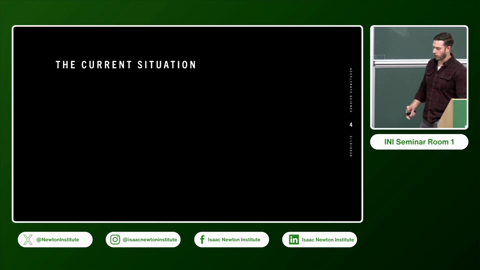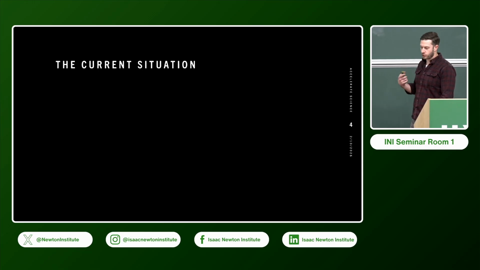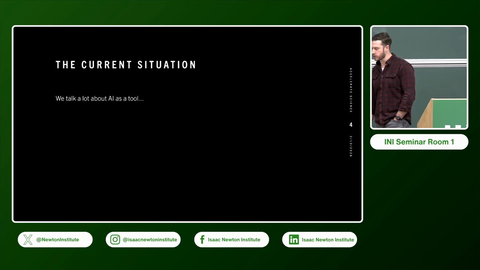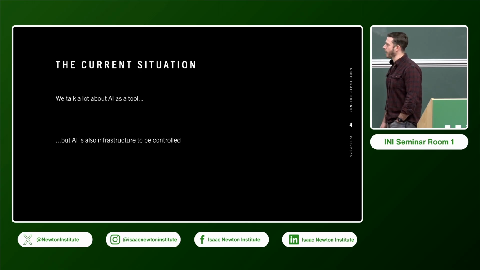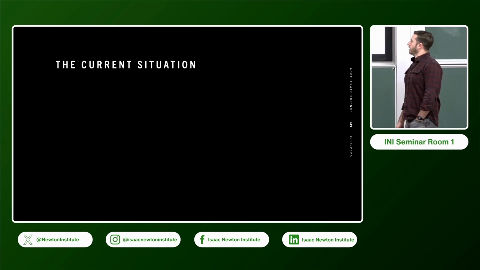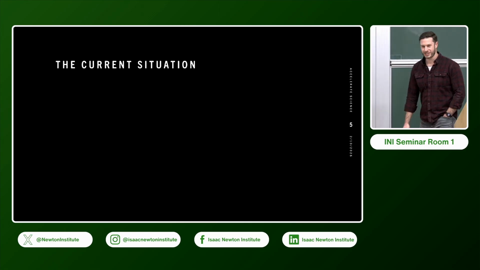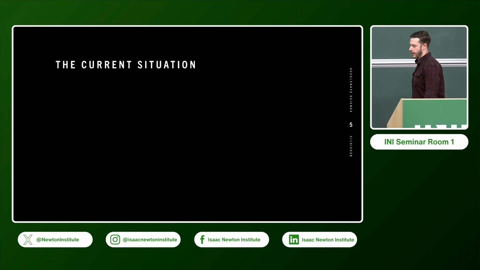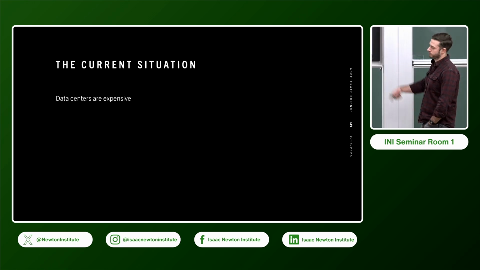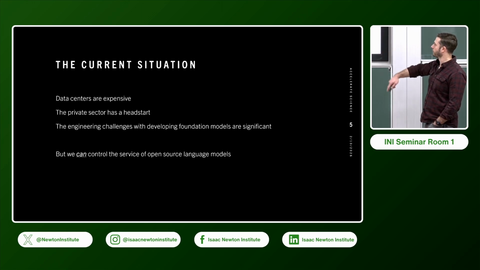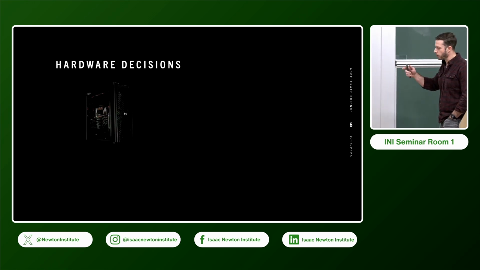We do talk a lot about AI as a tool that we can use and try to integrate into platforms, but I want to shift the focus slightly away from that to AI as infrastructure that we can control. So what are your options for open source models? First is the compute problem. Data centers are expensive, and all these issues.